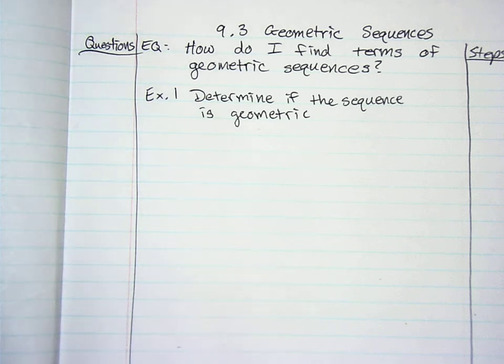It's called 9.3 Geometric Sequences, and the EQ is how do I find the terms of geometric sequences?